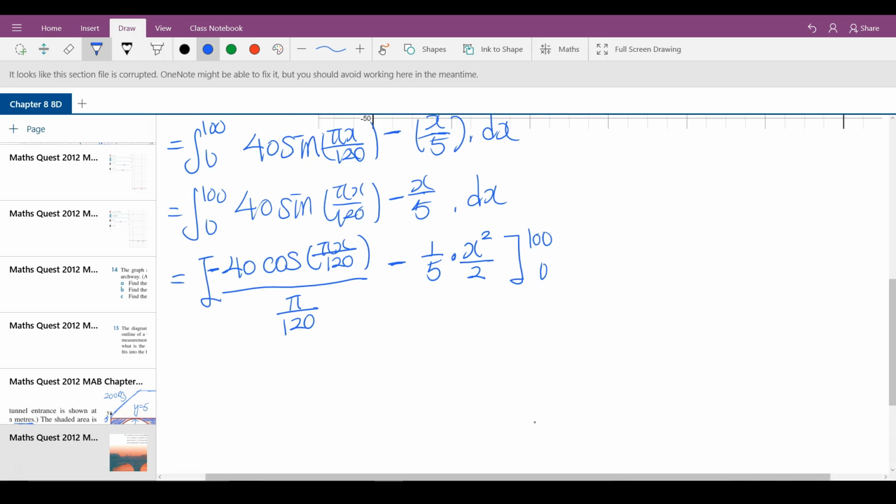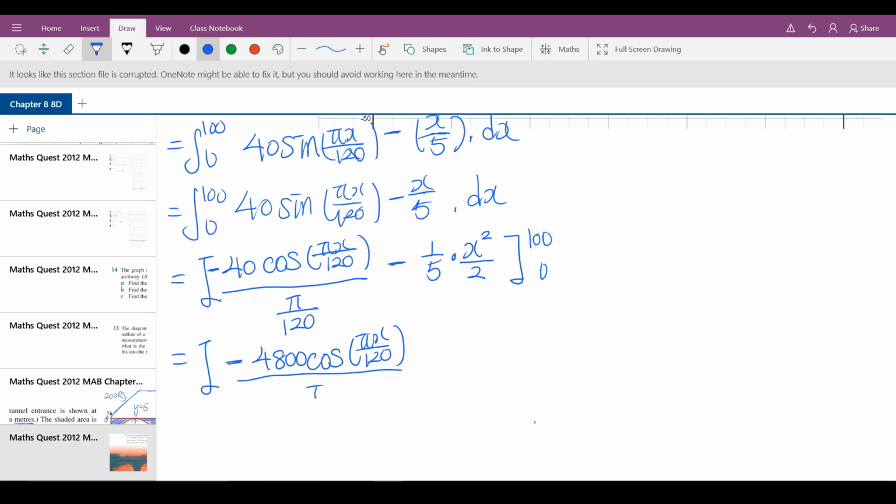Alright, let's tidy things up. Remember, dividing by pi over 120 is the same as multiplying by 120 over pi. So 120 times 40 gives me 4,800. It would be negative 4,800 cos pi x over 120, all over pi, minus, and this one is easy, x squared over 10, from 0 to 100.